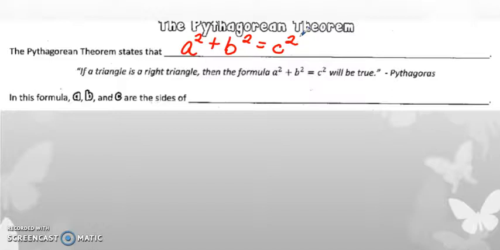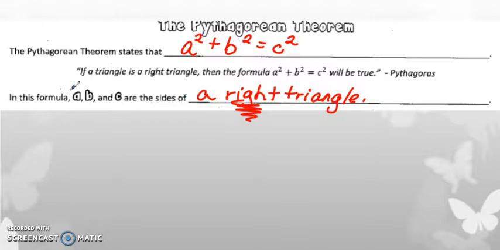In this formula, A, B, and C are the sides of a right triangle. And it's very important that you have a right triangle. This doesn't work in any other kind of triangle other than a right triangle. And here's a reminder, a right triangle has to include a right angle.